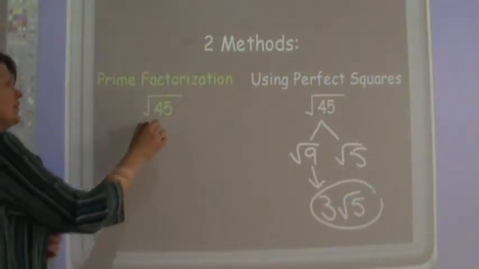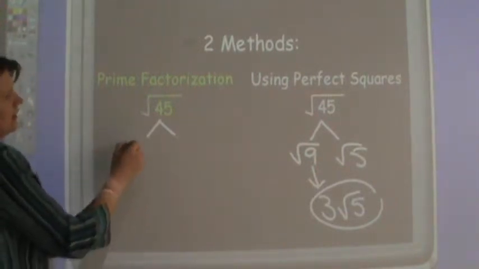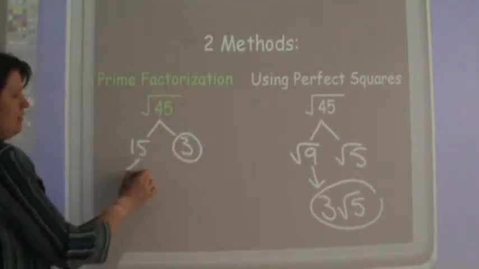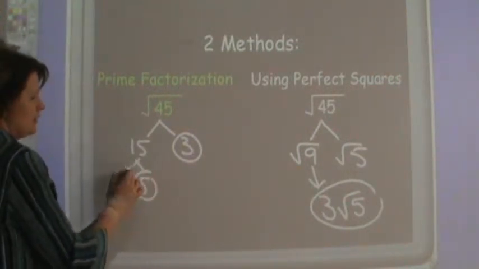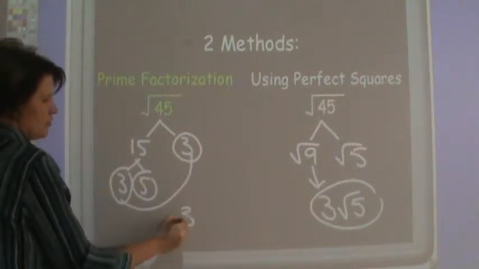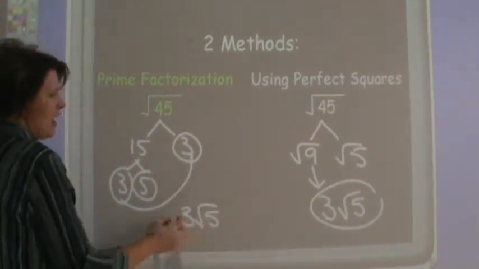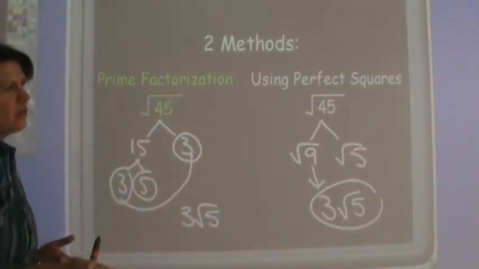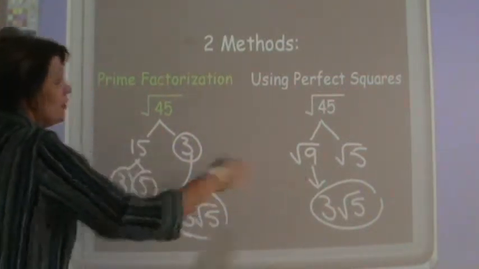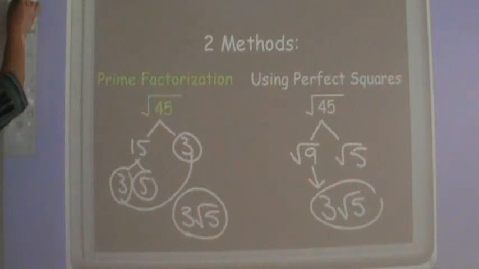Okay? Prime factorization, I'd say, well, let's see. 15 times 3 gets me 45, or 3 times 5 gets me 45. I have a pair of 3s. Square root of 3 times square root of 3 is just 3. And then I have the square root of 5. I could have went with 9 and 5 here as well, but I thought I'd use a different pair just so you can kind of see what it would look like. Either way, we get the same answer.